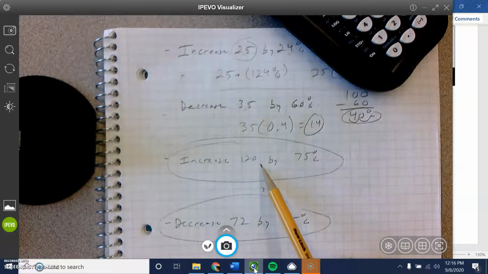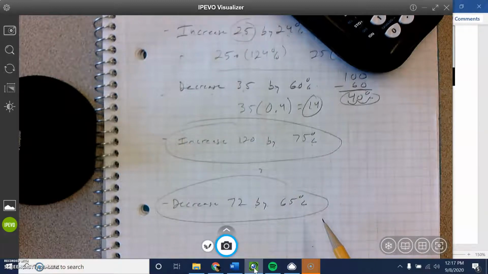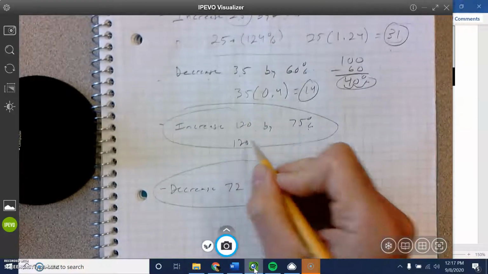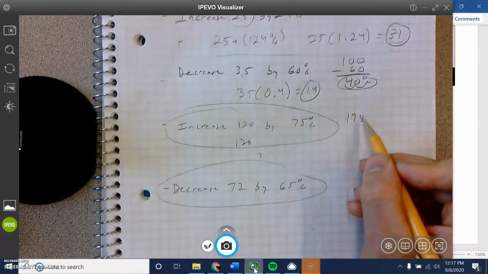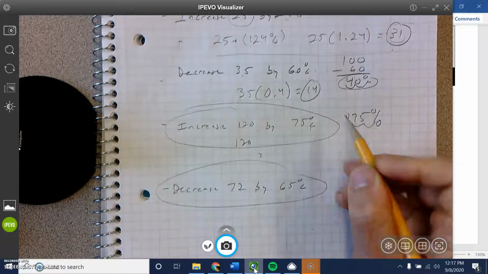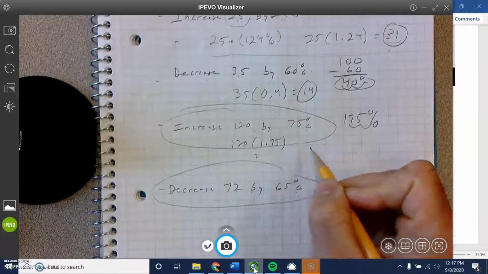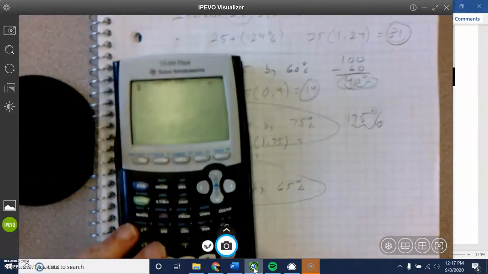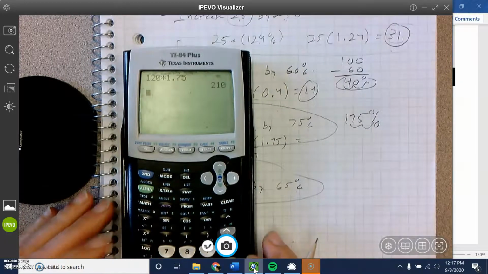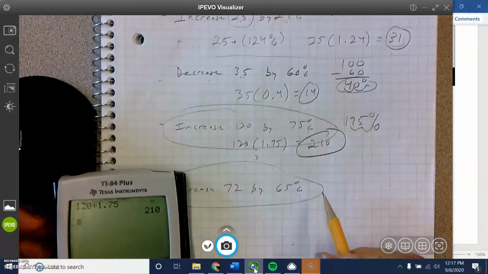So, you do these two right now. Increase 120 by 75% and decrease 72 by 65%. Ready, set, go. All right, let's see what we got. So we got 120 by 75. So that's going to be 175% is what I want to increase it by. So I want the 100, I want the whole thing plus an extra 75%. So multiply that by 1.75. So 120 times 1.75. If you did it the other way, that's okay too. Equals 210. Got it.